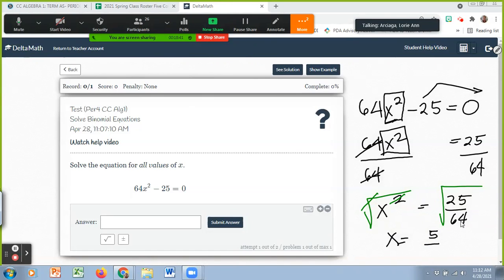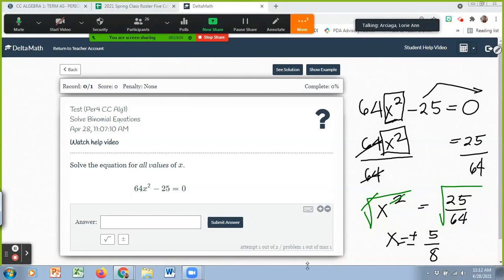Yep. Now what's the square root of 64? 8. There you go, because 8 times 8 is 64. When you multiply two positives, you get 25, and when you multiply two negative 5s, they still become 25. So you're going to put the sign plus or minus.